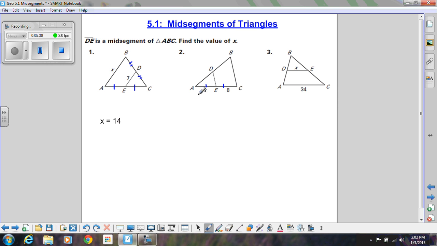EC. So these two have to be the same length, which means that x has to be 8. They have to be the same length. And then going back over here, we're kind of going backwards from number 1.